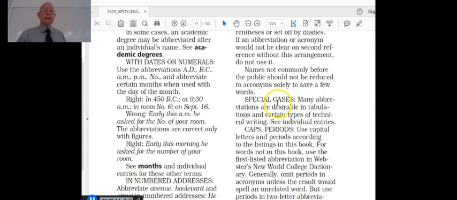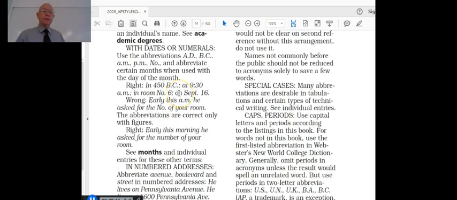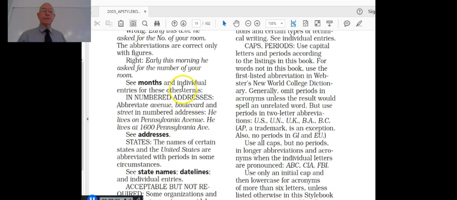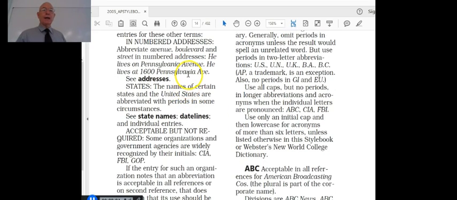Looking down, you can see that they also talk about abbreviations for dates and abbreviations for months. In addresses, they give some, although they have separate listings as well. It tells you about the separate listings, but it gives you some hint as to how to abbreviate parts of addresses that I've talked about before. When it has a specific address, you can abbreviate avenue, drive, street, that sort of word. Without the specific address, you do not.